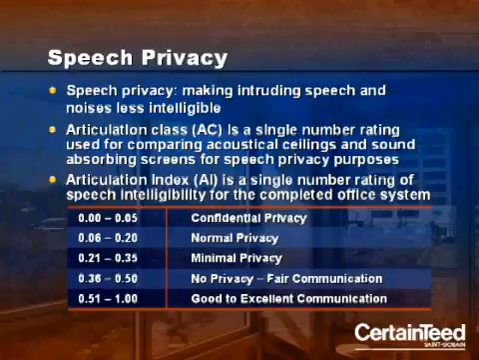Sometimes speech privacy is desirable. For example, in an office setting where intruding speech should be made less intelligible, or in a doctor's office where voice transmission between examining rooms is undesirable. Articulation class, AC, is a single number rating used when comparing acoustical ceilings and other sound-absorbing materials for speech privacy purposes. There's another rating system, Articulation Index, AI, that applies to completed office systems. Here's a range of ratings from under 0.05, which represents confidential privacy, up through the opposite end of the scale, representing no speech privacy whatsoever.